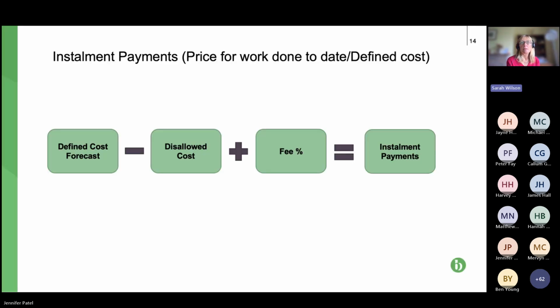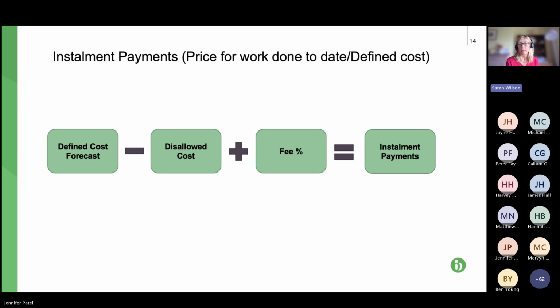So this is the instalment payments. We've got, as we've seen, defined cost minus the disallowed cost plus the fee percentage equals the instalment. So it's the price for the work done to date. And exactly the same point here applies. Probably less scope for disagreement, but you might get to practical completion and the pain gain is being assessed.